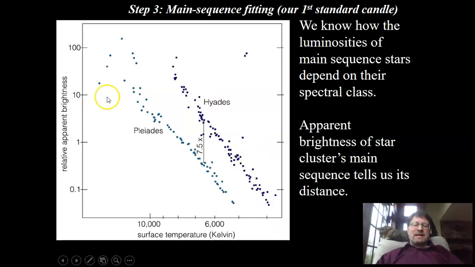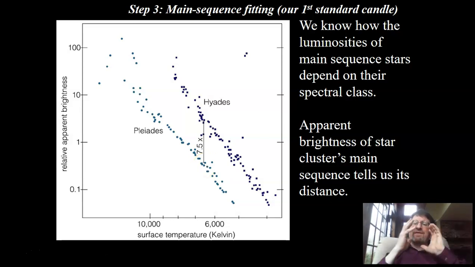Here, if you take the Hyades and Pleiades open clusters as an example, those two open clusters you know about in the Taurus the Bull constellation. On the vertical axis here, we have their apparent brightness. On the horizontal axis, we have their temperature. And the Hyades stars appear brighter than their corresponding Pleiades counterparts. Why is that? Nothing that big of a reason other than the Hyades is closer, right? That's why it's 7.5 times brighter than the Pleiades. And that's consistent with what you know about the Hyades and Pleiades.